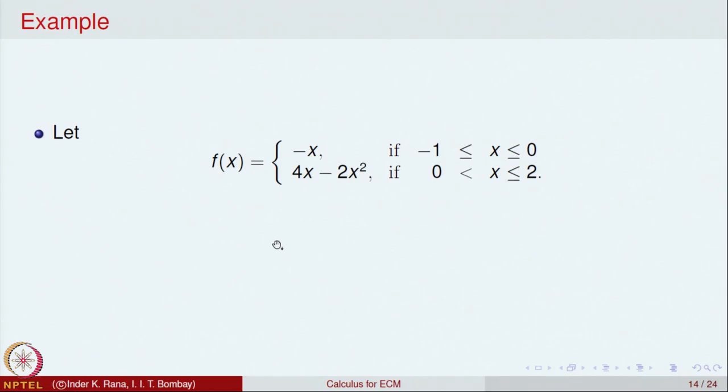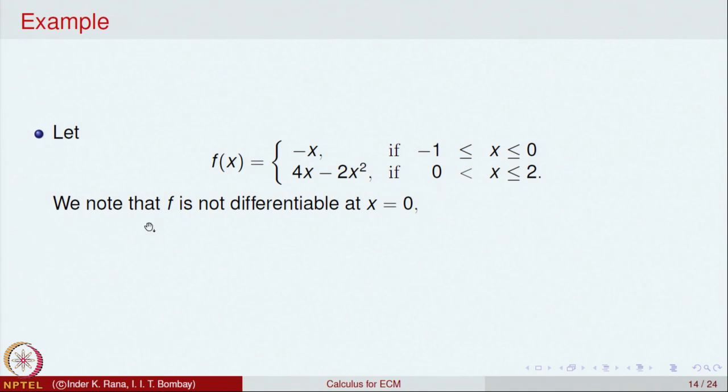Now, the question is to find out what is the value which is the absolute maximum and the absolute minimum, and how do you find that. To do that, let us look at the function in the domain -1 to 2. We first of all claim that f is not differentiable at x equal to 0.